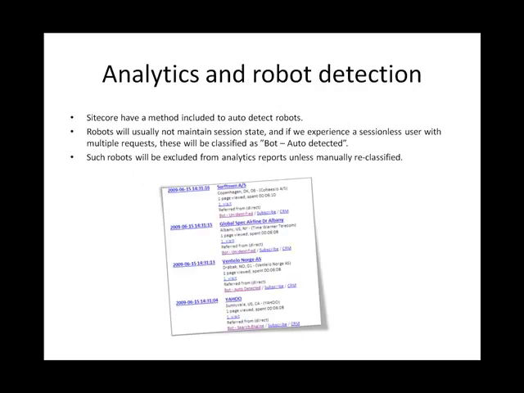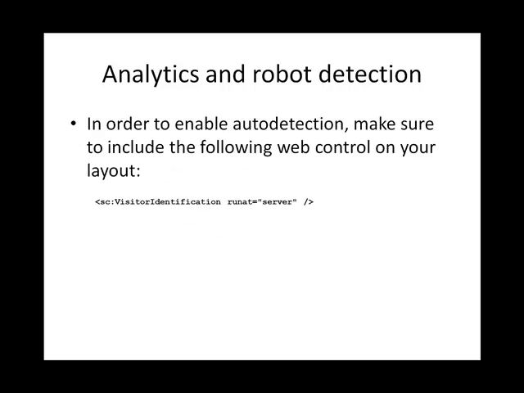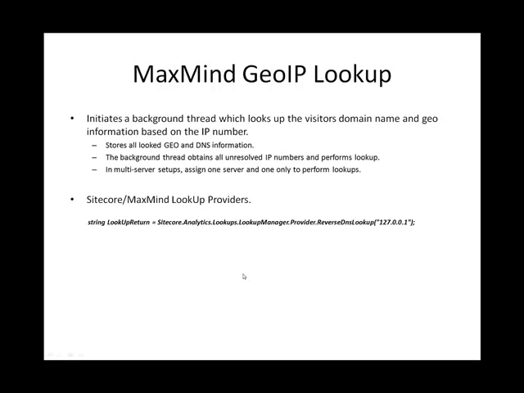How about analytics and robot detection? Sitecore has a method included to auto-detect robots. Robots will usually not maintain session state, and if we experience a sessionless user with multiple requests, these will be classified as bot auto-detected. Such robots will be excluded from analytics reports unless they're manually reclassified. So, in order to enable auto detection, make sure you include the following web control on all your layouts for all the different devices that you would like robot detection to be enabled.